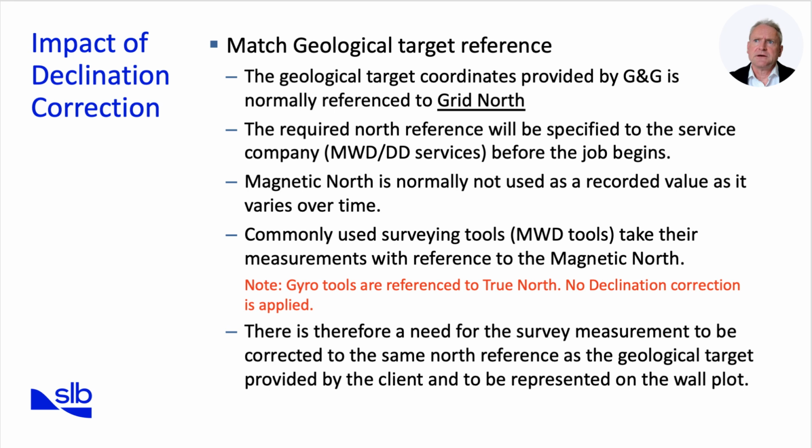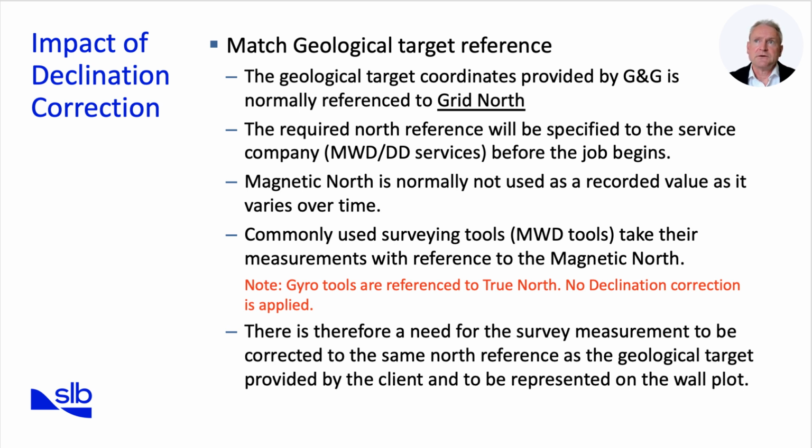Geological targets are normally defined in terms of grid north, although in some regions, like Canada and Alaska, true north may be used due to convergence issues. Surveying tools like MWD systems typically measure azimuth relative to magnetic north. If you report this data directly without correction, it will not align with the geological model. Gyro tools, on the other hand, reference true north and do not require declination correction.